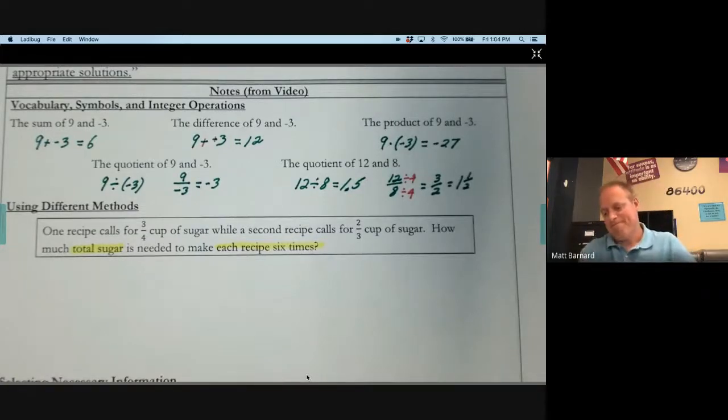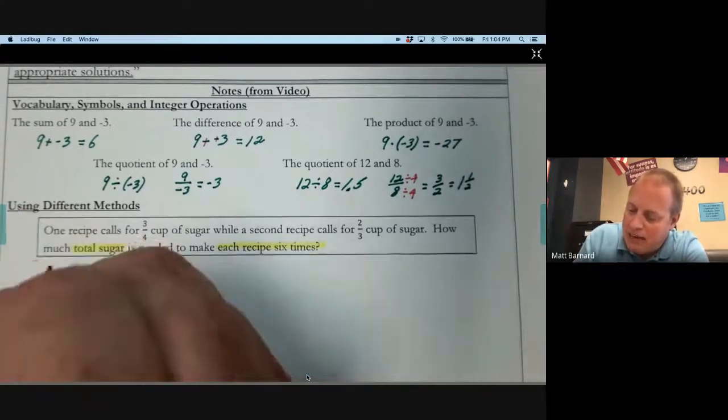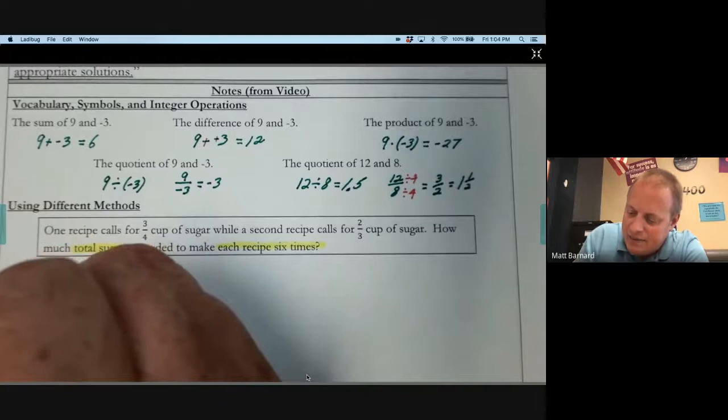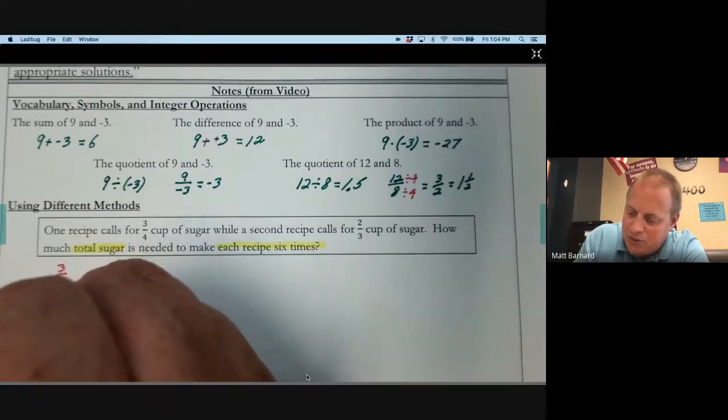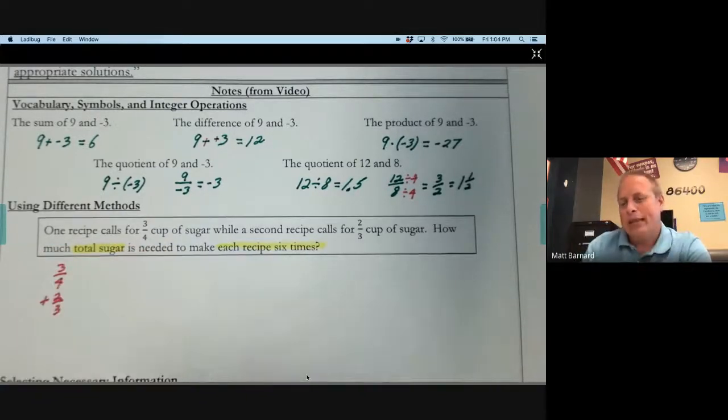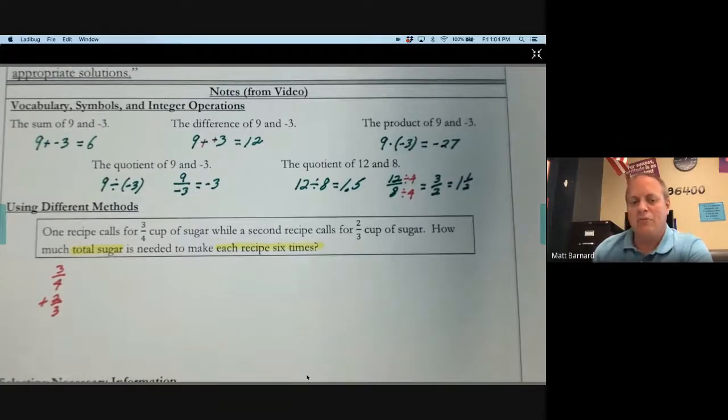All right. Well, here's one thing we could do. One thing we could do is we could go ahead and add these fractions together. 3/4 plus 2/3. And what that would do is that would find the total amount of sugar for one recipe of each.